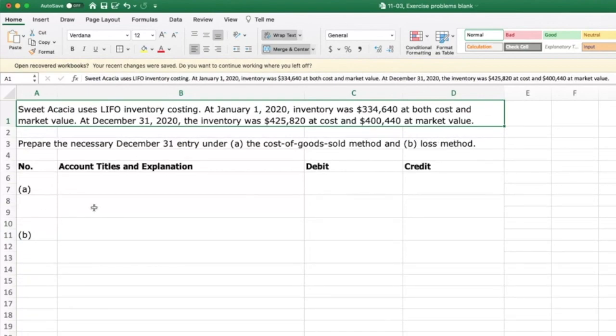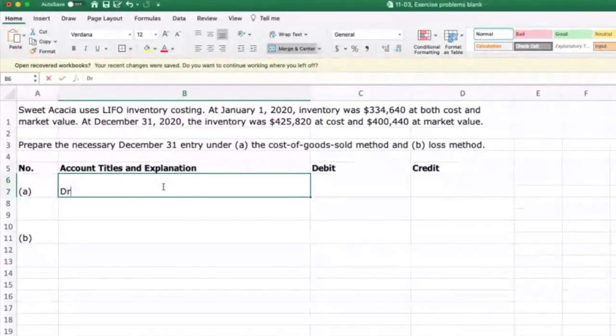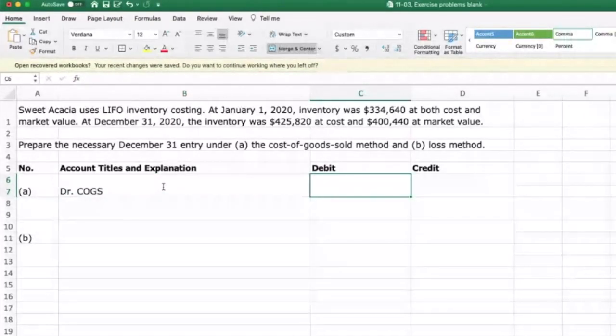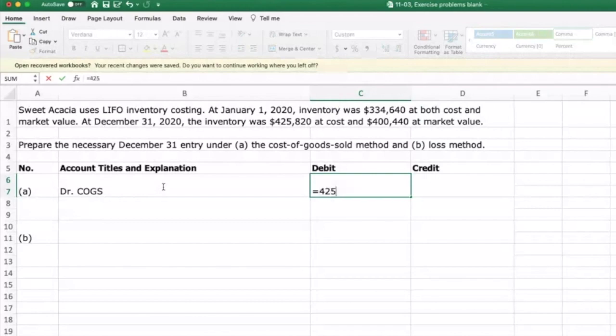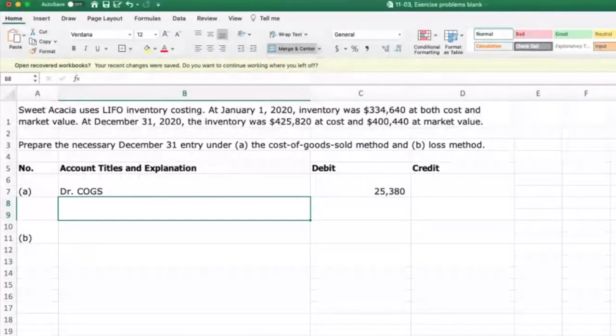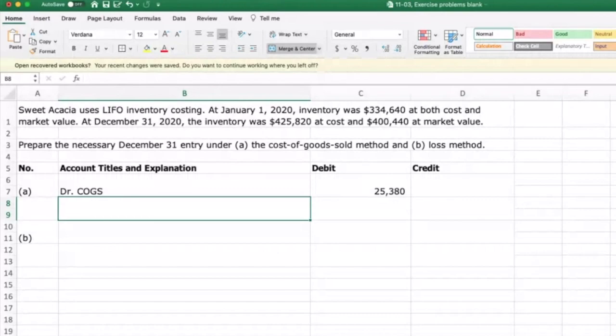So, step one, we are going to debit. Under the cost of goods sold method, well, cost of goods sold, debit cost of goods sold for the difference between the two. So that equals $425,820 minus $400,440, which is $25,380. That is my debit, or my increase in cost of goods sold, because of this valuation problem.